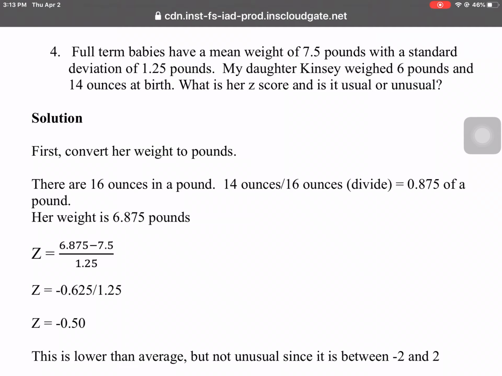So her weight was 6.875 pounds, changed to a decimal. So her weight minus the 7.5, that's the mean, divided by the 1.25. So her z-score comes out to -0.50, which is lower than average, but not unusual. Okay, so it is usual. It's between -2 and 2.